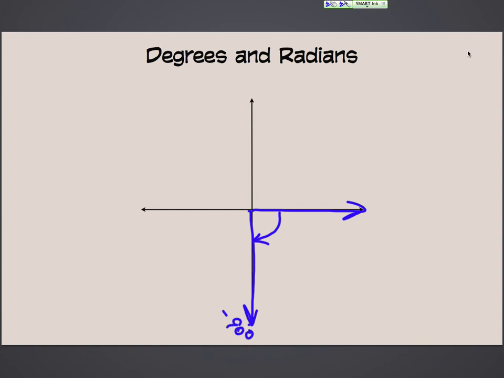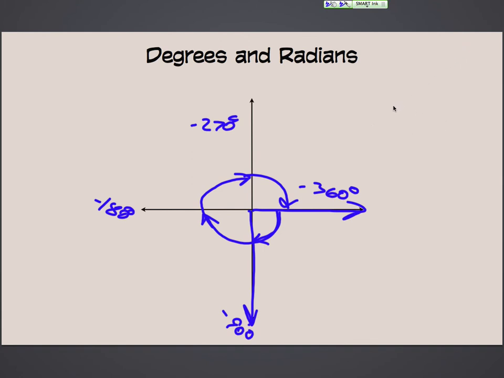If I wanted to draw it to here, what would that one be? Negative 180. If I wanted to keep going to there, what would it be? Negative 270. And if I wanted to keep going to there, negative 360. Okay, and I can keep going. There's no limit to what I can do, how big or small the angle is.